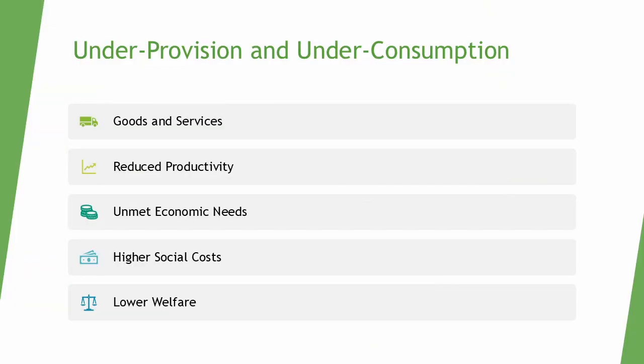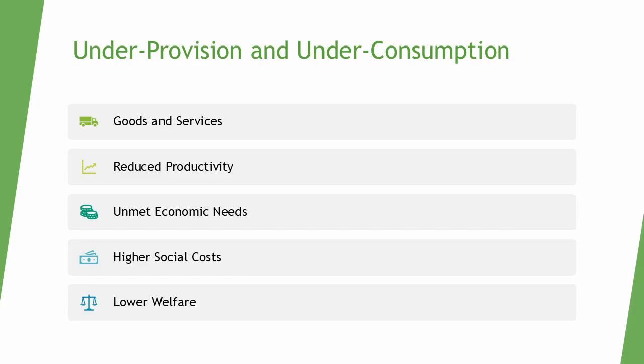The consequences of the underprovision of merit goods and services are poorer education, weaker healthcare outcomes, and reduced long-term productivity. The consequences of the underprovision of other goods and services are shortages, reduced consumer choice, and unmet social or economic needs. This leads to market failure in society as resources are not allocated to goods and services that generate the greatest overall benefit.